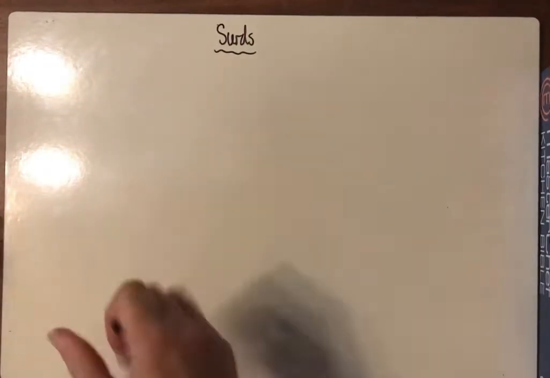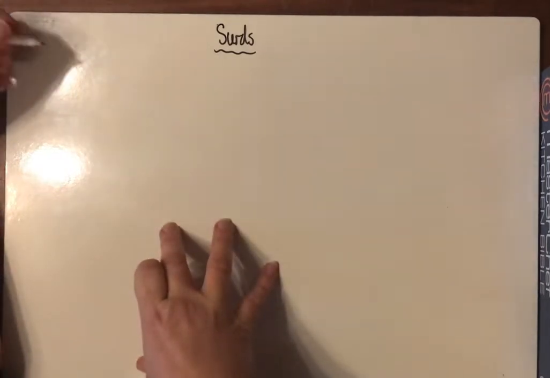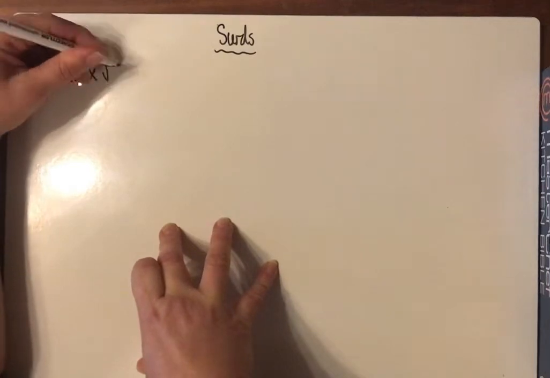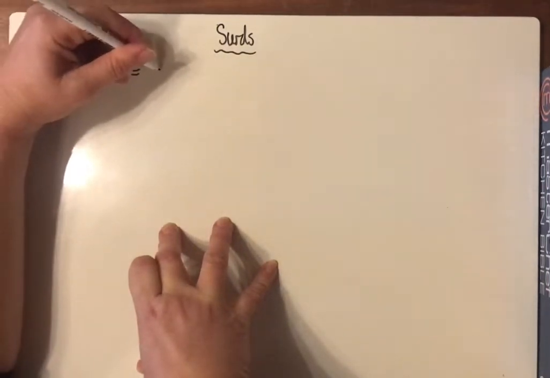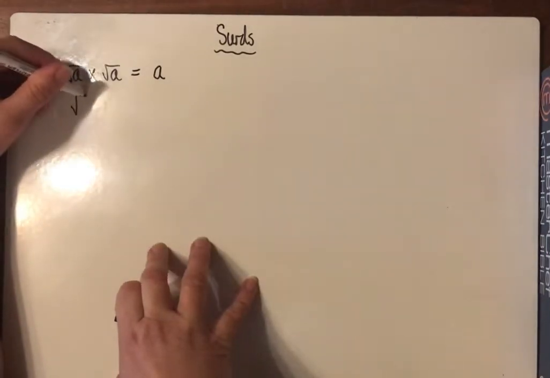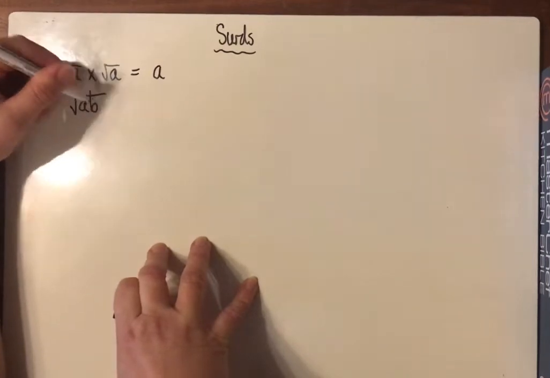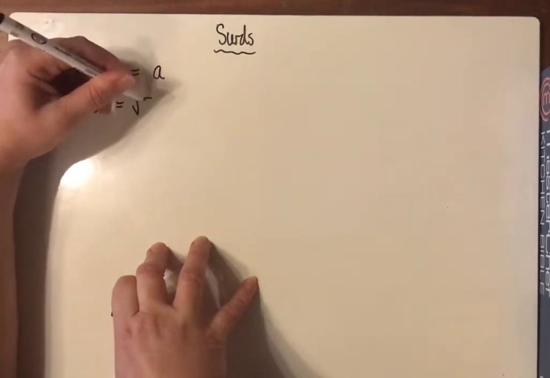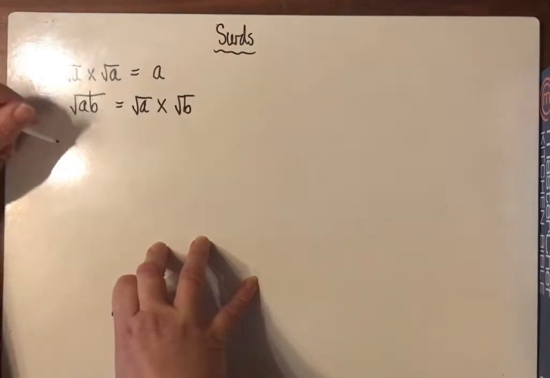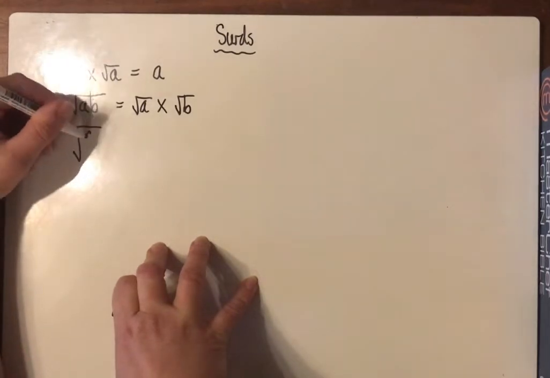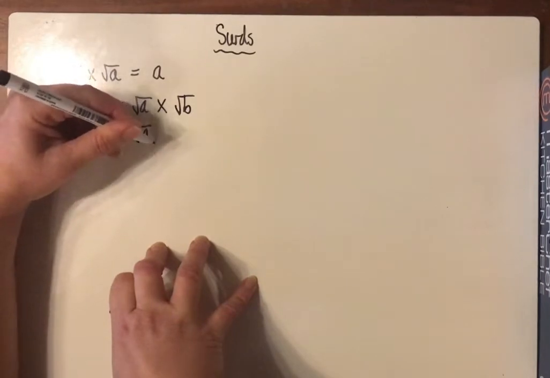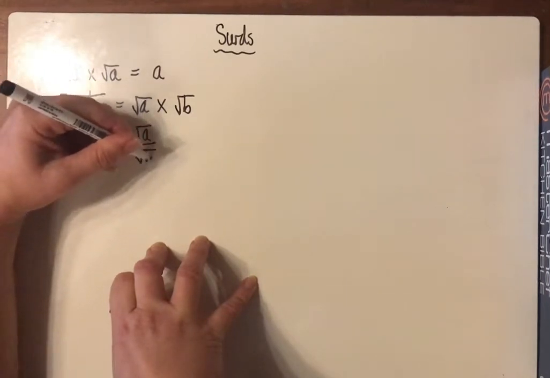So surds is basically square roots, and the rules you can use are root A times root A is A. That's kind of the definition of what a square root is. If you've got the square root of A times B, that's equal to root A times root B, and the square root of A over B is equal to root A over root B.